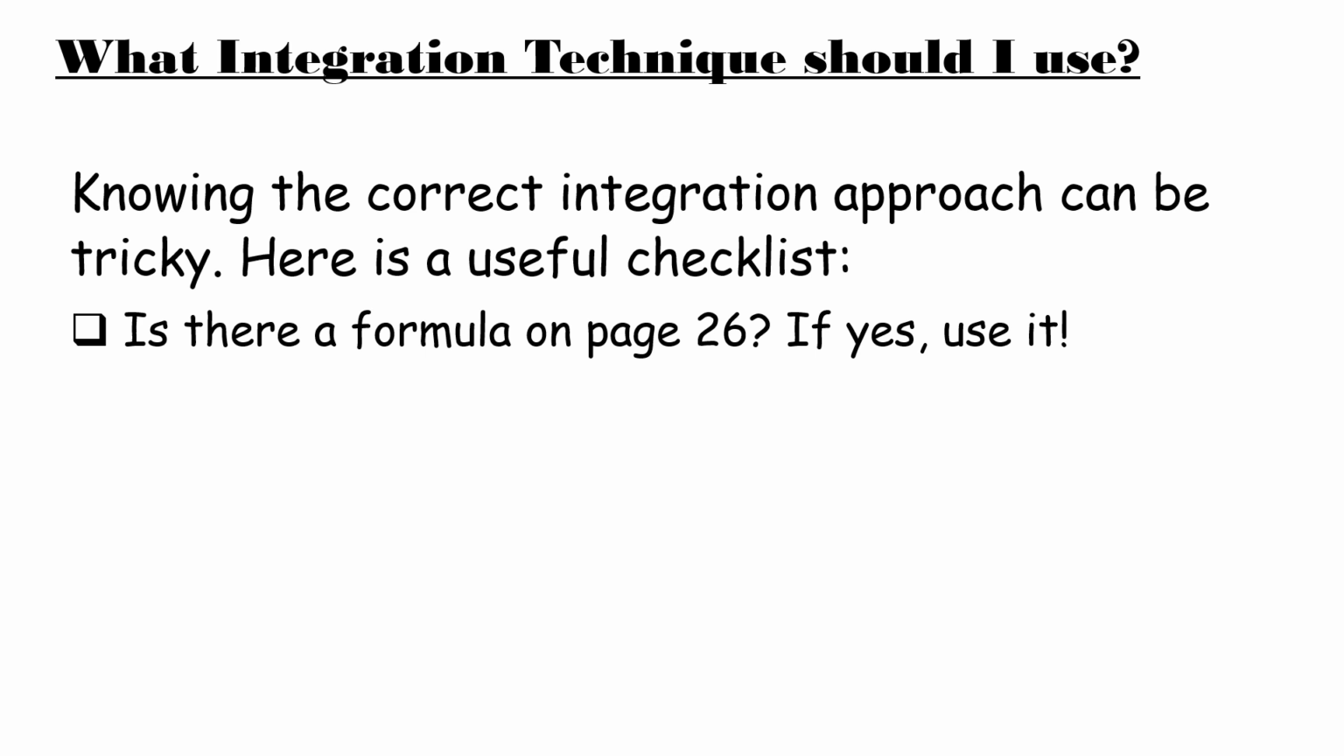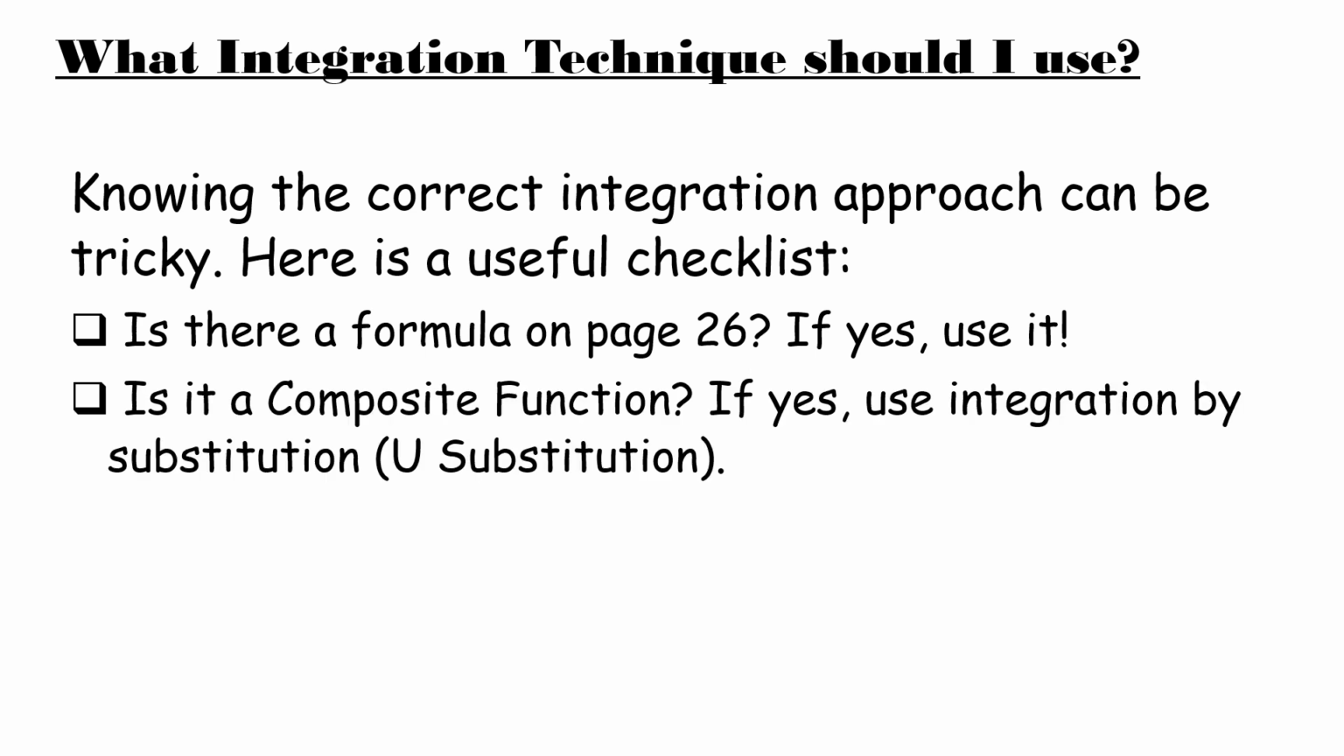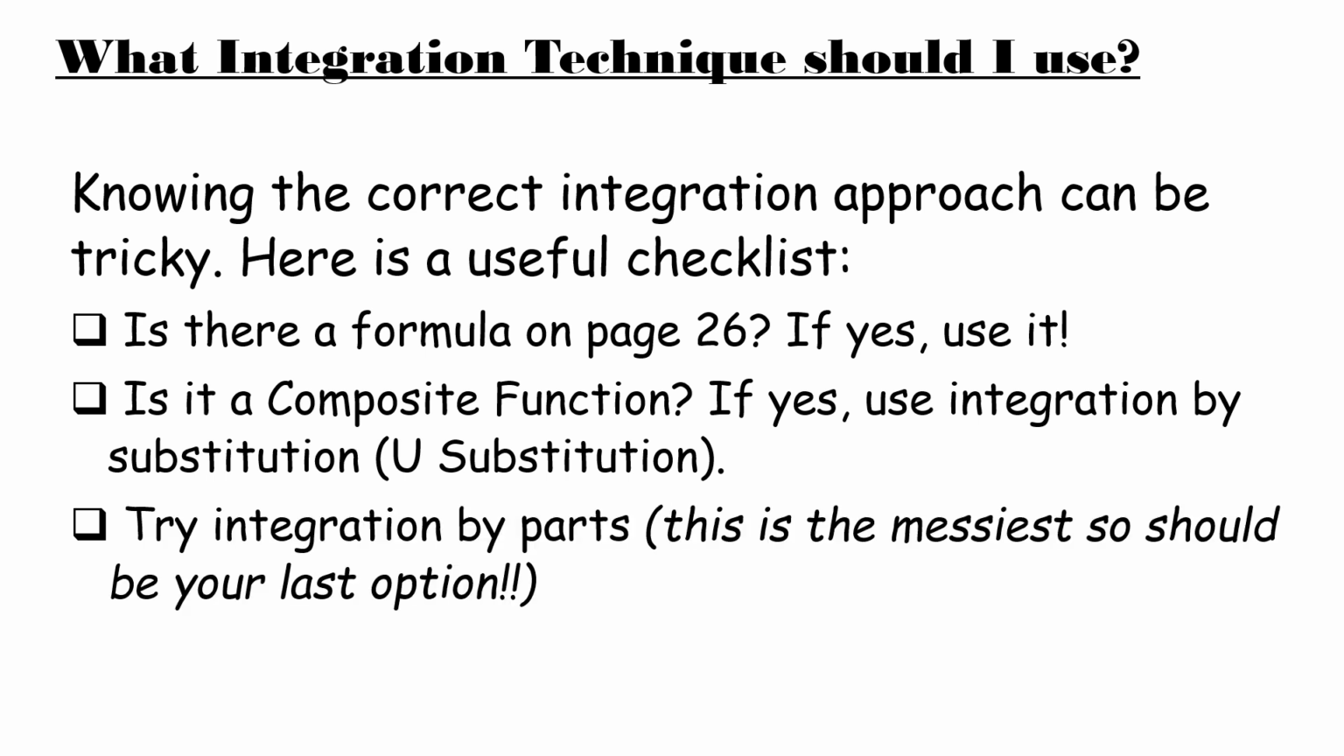The next thing you'll always check is: is it a composite function? It's really important that you understand what a composite function is, how to identify it, and if it is a composite function, we're going to work backwards. This will be the working backwards of the chain rule, and it's integration by substitution, also known as U substitution. And then if neither of them work, finally, we would try integration by parts.